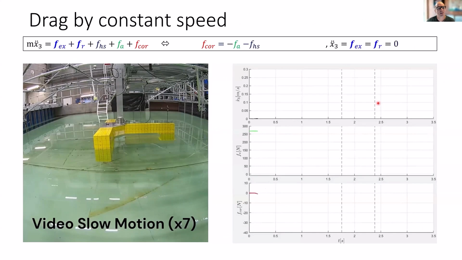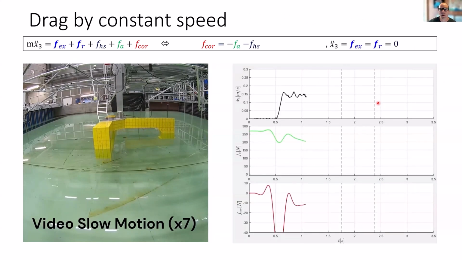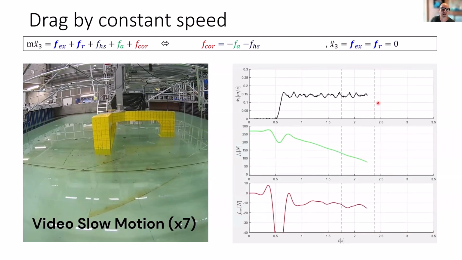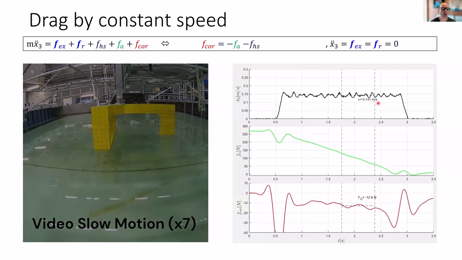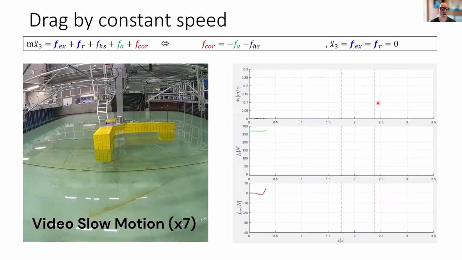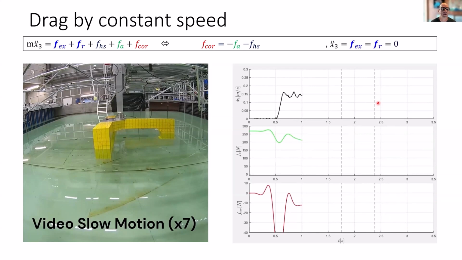In the next type of test, we move the model with a constant speed in otherwise calm water. In the present example, we are moving the model upwards with a constant speed of 0.14 meters per second, which corresponds to 1 meter per second at full scale. The model scale test is very fast, so the video recordings from the lab are played here in slow motion by a factor of 7 to visualize what it would look like in reality.